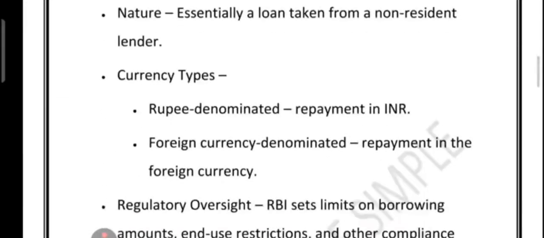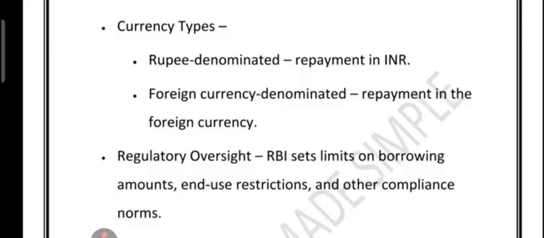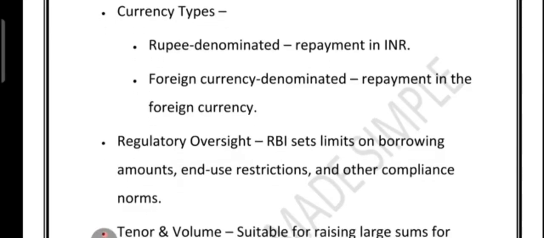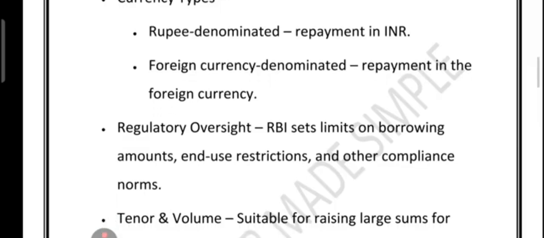There are two types of ECB. One is called rupee denominated ECB, which means you borrow in rupees and repay in rupees. Another is called foreign currency denominated ECB. You borrow and repay in that foreign currency like dollar or euro. That's the difference. Rupee denominated means you borrow in rupees and repay in rupees. Foreign currency denominated means you borrow and repay in that foreign currency like dollar or euro.